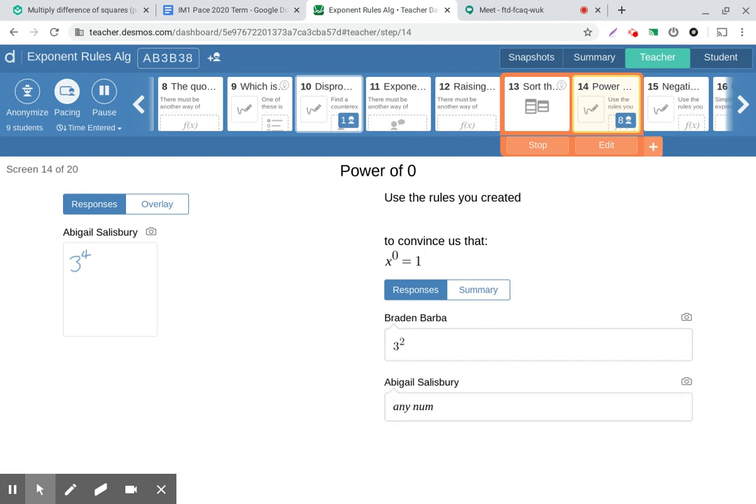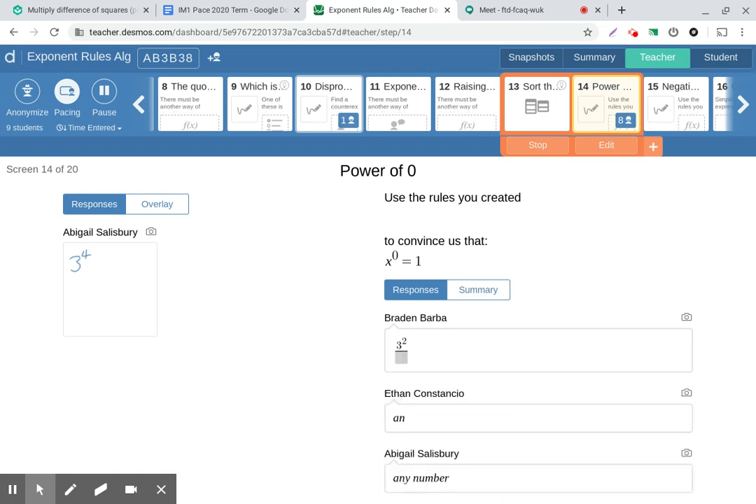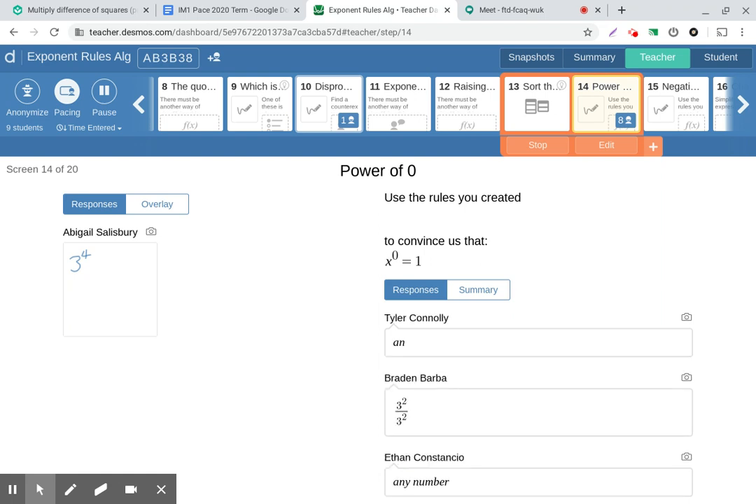Any number. Well, you were doing it on the screen, right? Well, I was, and then I got lazy. But I think that would have been even better right there. 3 to the 4th divided by 3 to the 4th is equal to 3 to the 0. And any number divided by the same number is 1. Right? A number divided by itself. So therefore, 3 to the 0 equals 1.